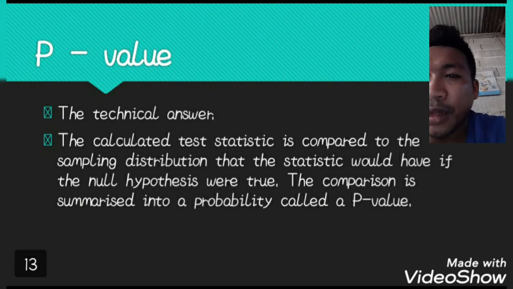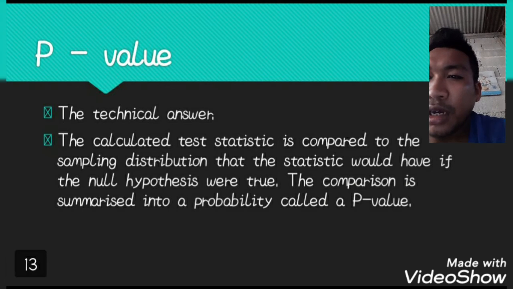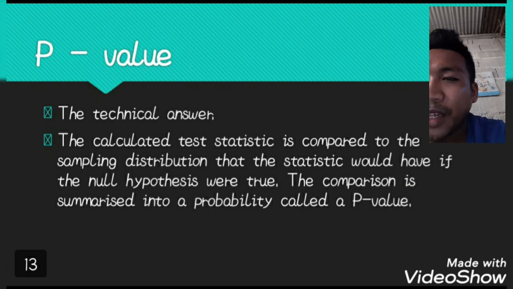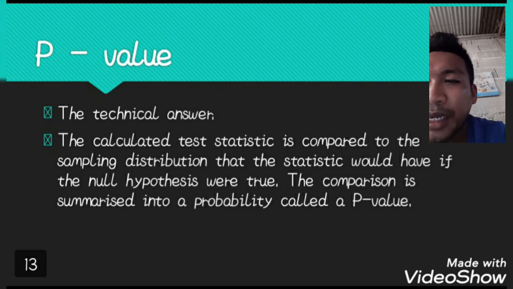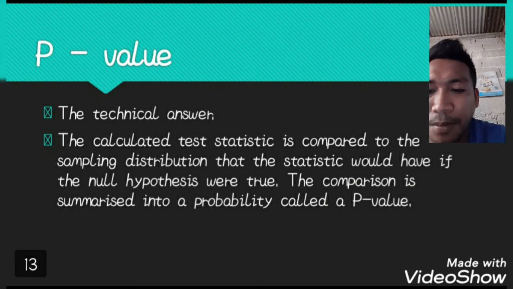This is the result you get from doing your statistical calculation or computation. The calculated test statistic is compared to the sampling distribution that the statistic would have if the null hypothesis were true. The comparison is summarized into a probability called a p-value. This is the probability, if the null hypothesis is true, that the statistic would be at least as far from the expected value as it was observed to be in the sample.